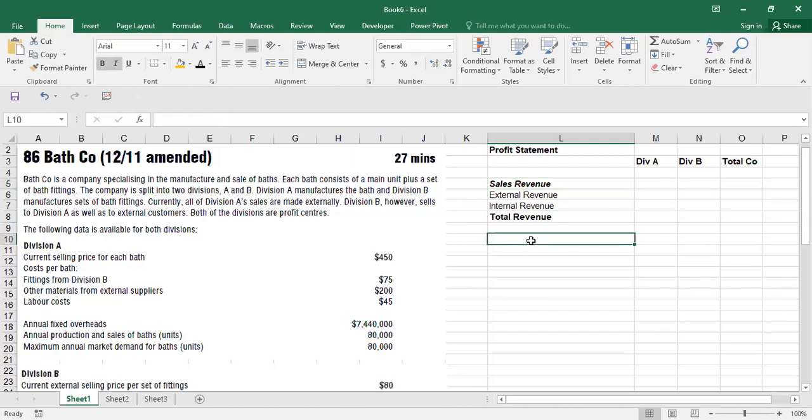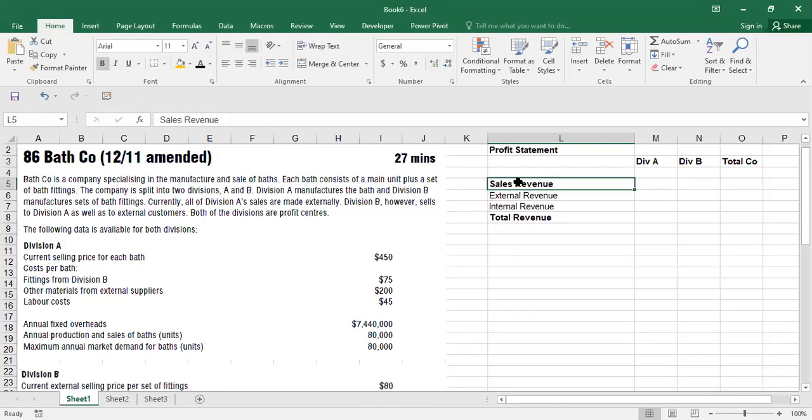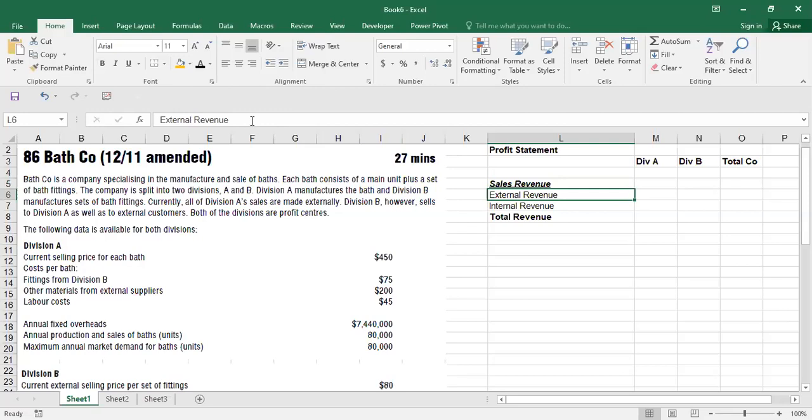So the sales revenue, I'll put it here like this. External revenue. Now, the thing is that Division A is the one who is making the bath. So Division A does not have any internal revenue. They only have external revenue. So how much is their external revenue? You can show calculations somewhere. Maybe I can do workings here. Let's do working here.